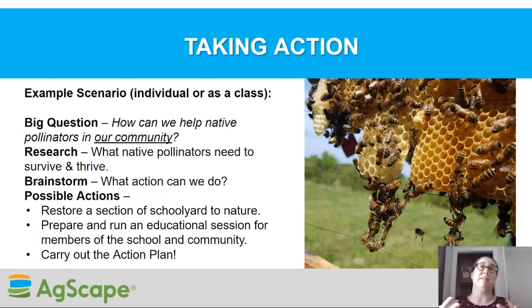Then they get to brainstorm, what's the action step? What could we do? Now they're passionate about it. They know that there are things they can do to help pollinators. Then you invite them to come up with their list. They might choose to restore a section of schoolyard back to nature. I've seen that in action at a school not far from where I live here in Niagara, and it's fascinating. The kids, even though they did it in their grade 1-2 class, are now in grade 4, 5, or 6, and they still see the fruits of that hard work, and they can experience the pollinators and nature.